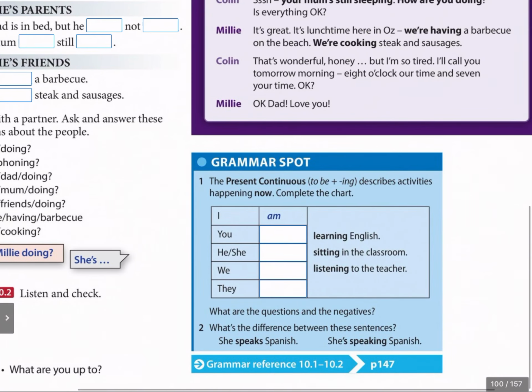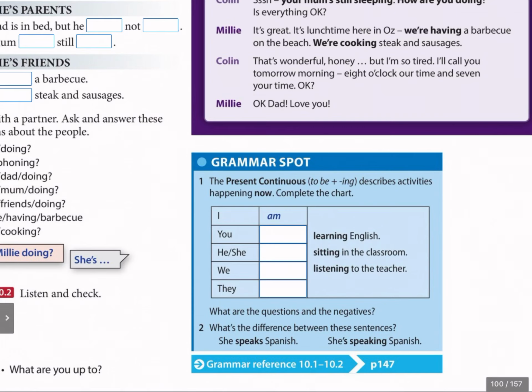Then finally, this box asks us what the difference between she speaks Spanish and she is speaking Spanish is. This is really important because when we say she speaks Spanish, we are talking about something which is a natural ability, something that is always true. She has that skill. She can always speak Spanish. When we say she is speaking Spanish, we are talking about something that is in its progress at this moment. So she is speaking Spanish now.